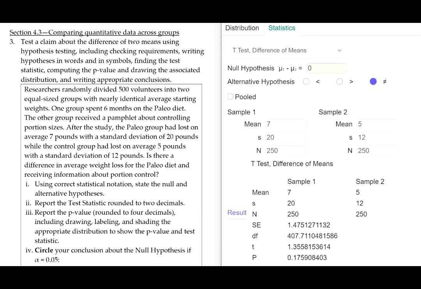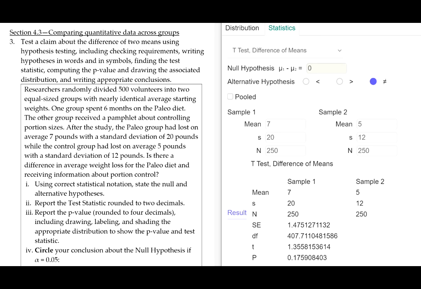The third learning objective in section 4.3 is to test a claim about the difference of two means using hypothesis testing, including checking requirements, writing hypotheses in words and in symbols, finding the test statistic, computing the p-value and drawing the associated distribution, and writing appropriate conclusions.